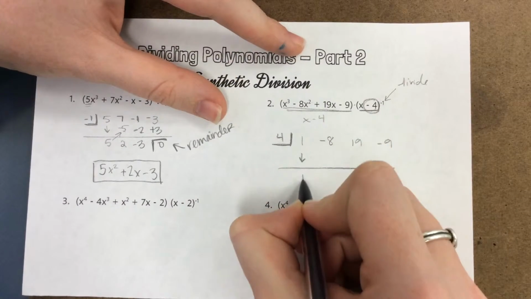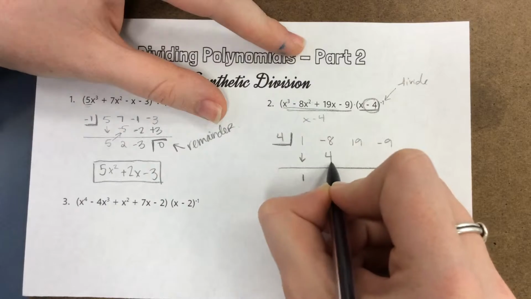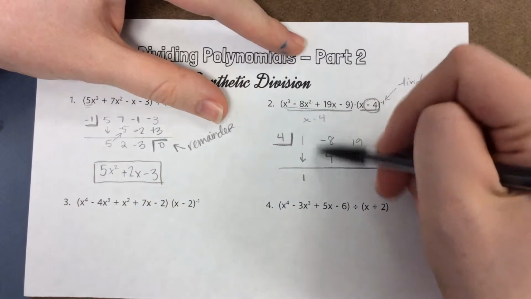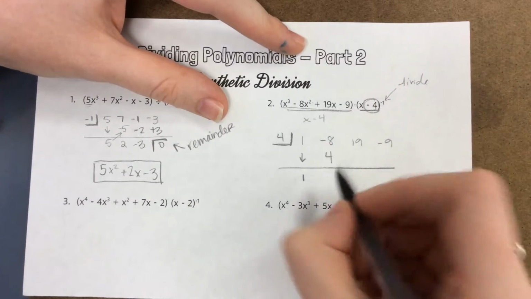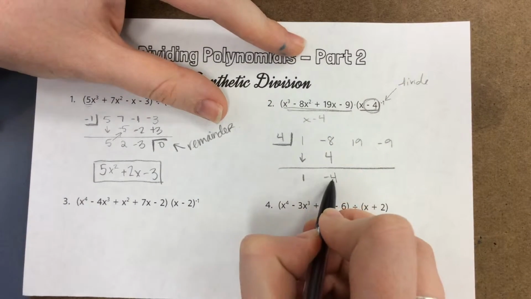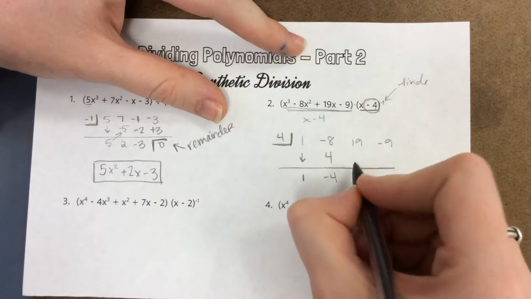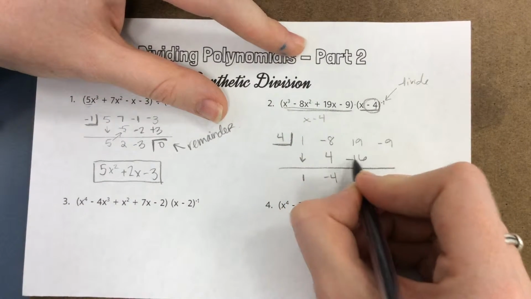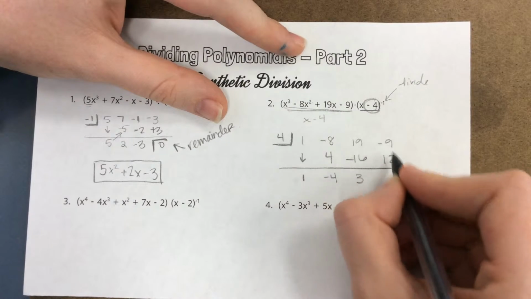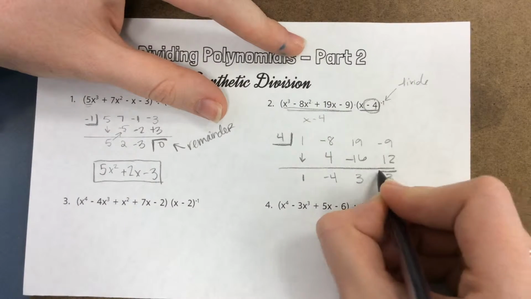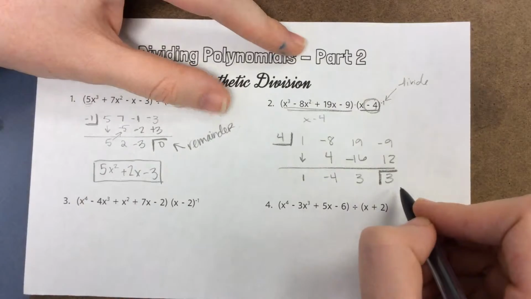I'm going to bring down my 1. 4 times 1 is 4, so I'm going to write 4 here. I'm going to combine these. If I'm going too fast, pause the video. -8 plus 4 is a -4. Then we multiply -4 times 4. -4 times 4 is a -16. 19 minus 16 is 3. 4 times 3 is 12. A -9 and a +12 is a 3. That last number always tells you your remainder.